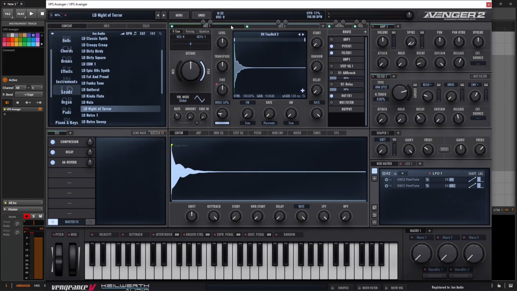Hey guys, John here. Today we're in Avenger 2, and we're going to be walking through a patch I was working on till, I want to say, 2:30 in the morning. I get kind of in that creepy mode, so I start making creepy patches, and especially play them in Harmonic Minor. So this is what we're going to be walking through today.